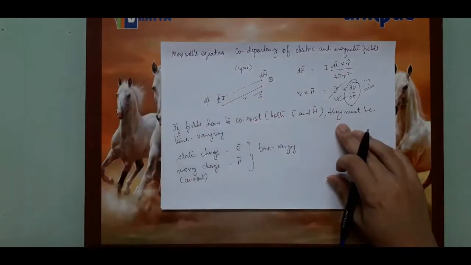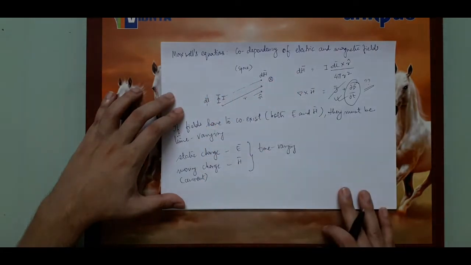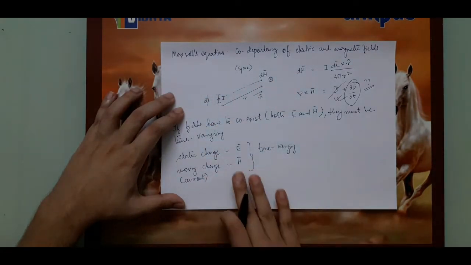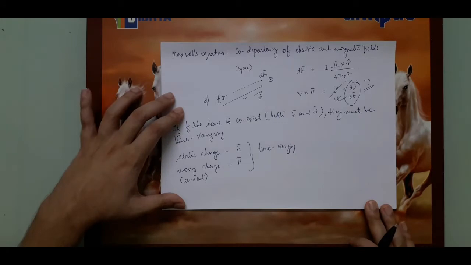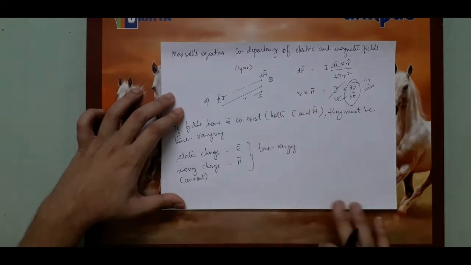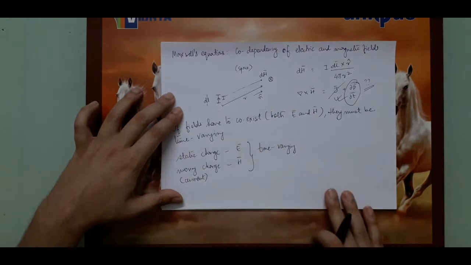And suppose they are kept at some point and we are observing a point which is far away from the charges that cause the field. Then in that case, we can definitely apply Maxwell's equations and see in more detail what could be the solution for Maxwell's equations and in what way the E field and H field coexist.